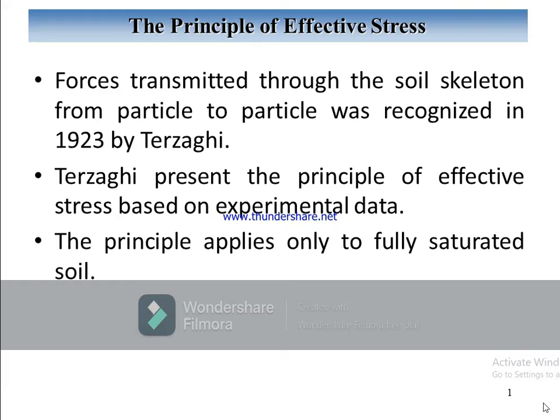To study this behavior, Terzaghi in 1923 recognized the force transformation and presented the principle of effective stresses, which is based on experimental data and applies to fully saturated soil.